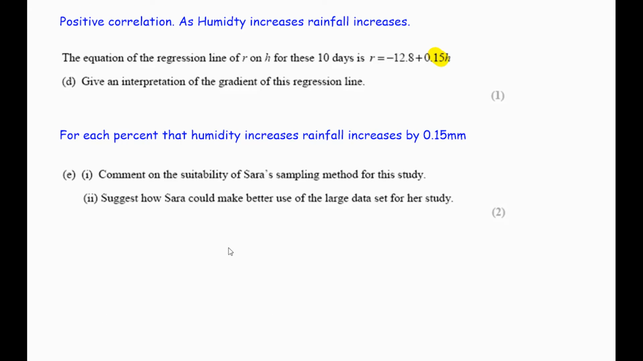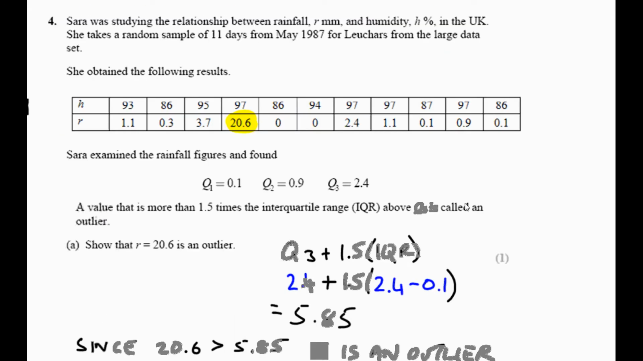So next we're asked to comment on the suitability of Sarah's sampling method for this study. The sampling method was to take a random sample of 11 days from May 1987 for Leuchars, which is just one place in the UK. She was meant to be studying rainfall for the entirety of the UK, but she's only chosen one place to take measurements from. How do we know whether or not that's going to be representative?